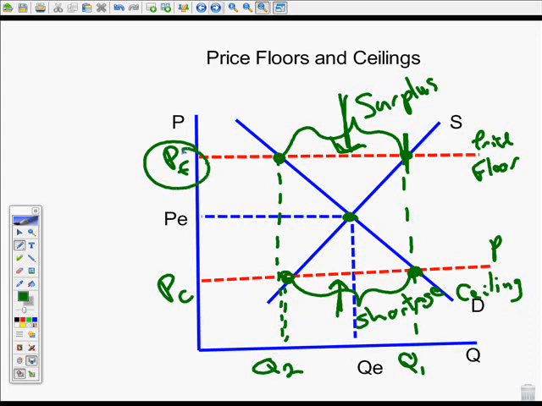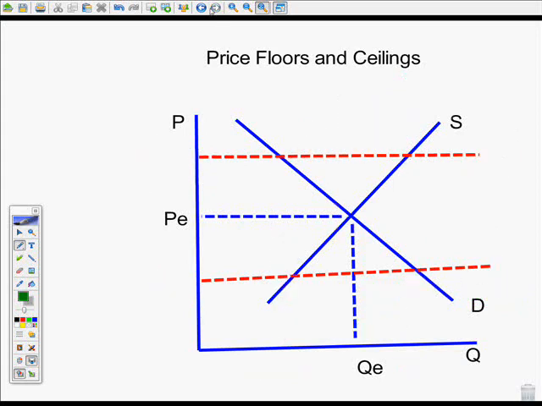So a price floor is above the equilibrium price. There's your price floor. It prevents you. It's a floor because you can't get below it. You can't get to where you want to be, which is equilibrium. A price ceiling is, once again, the opposite of what you'd think. It's below, but it does the exact same thing. I can't go any higher than this price. I cannot get to equilibrium. So those are referred to as effective price floors and effective price ceilings.